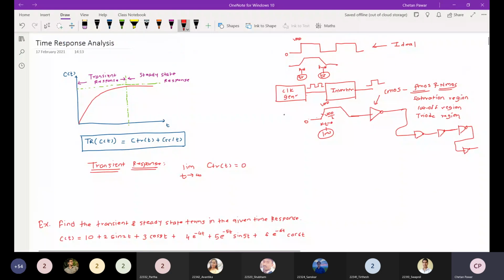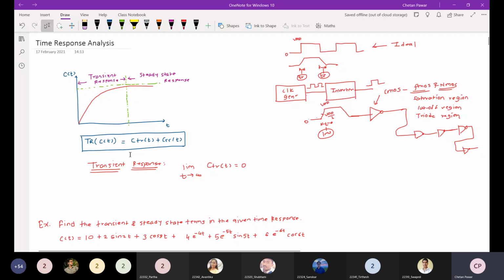Similarly, if a certain system takes a certain time to respond, for example, if you take an audio system, when you switch on your system, it will take a certain time to initialize, right? So that is also called the transient time of the system. So that is a finite time, right? After that particular time, your transient response becomes 0.